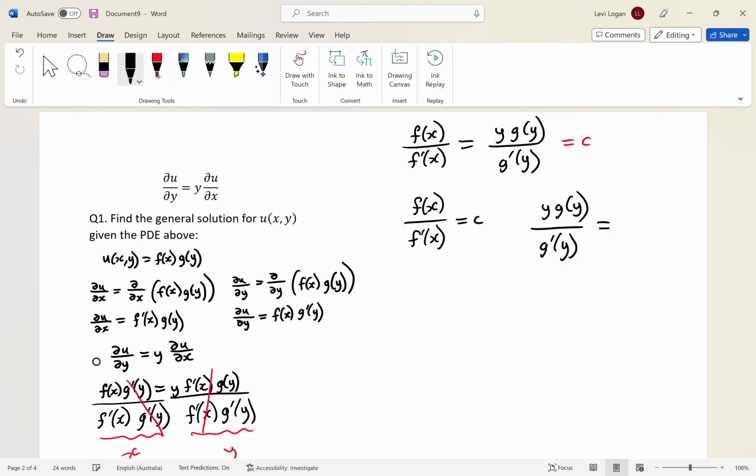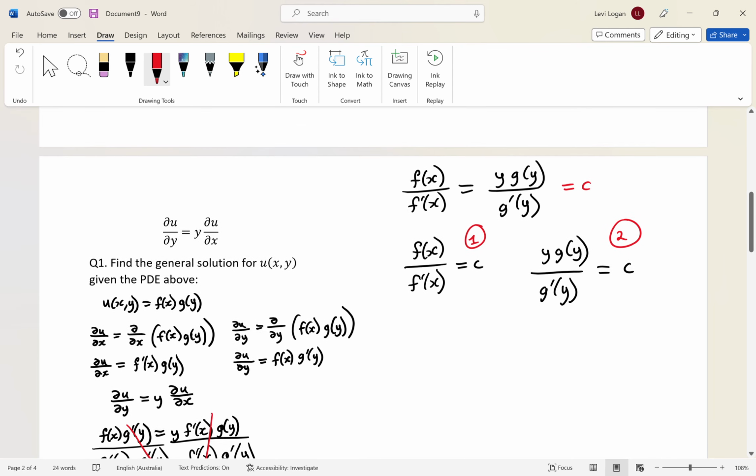So by doing this and knowing this certain fact, we have two ordinary differential equations with just two variables, okay? We've made it a lot easier on ourselves. And now we can solve both of these via integration and separation of variables, okay? I hope that made a bit of sense.